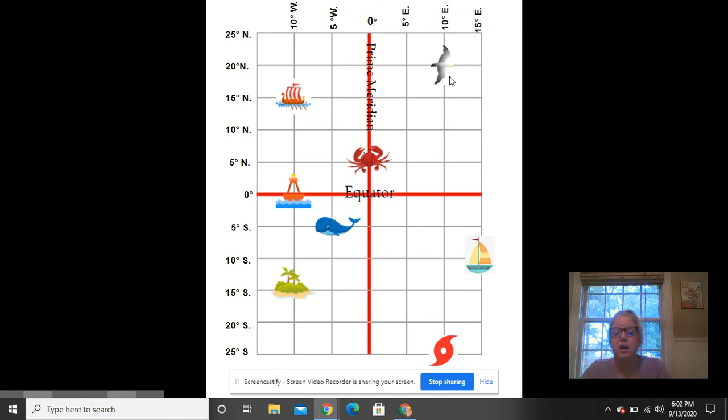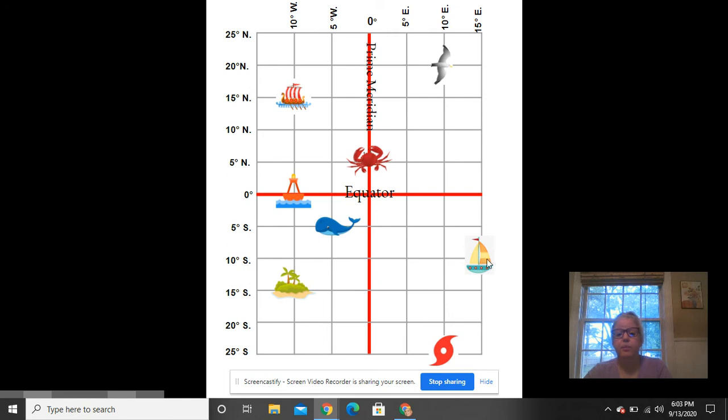Okay, let's look at the seagull. The seagull is north of the equator. He is 20 degrees north. So he's on the 20 degrees north line. He is east of the prime meridian. So let's take a look. He's at the 10 degrees east line. So he is 20 degrees north latitude, 10 degrees east longitude. That would be his location.